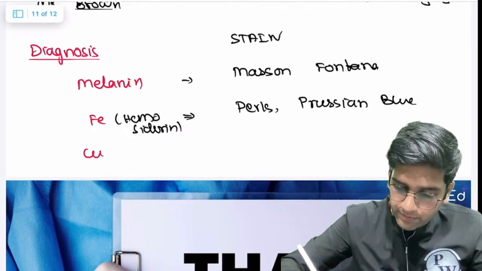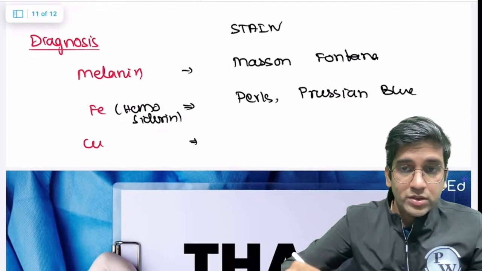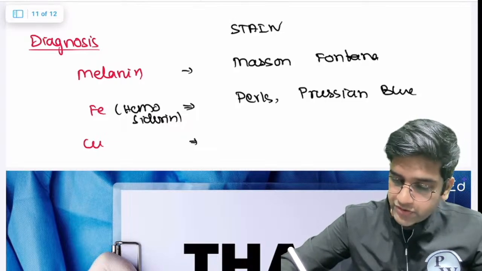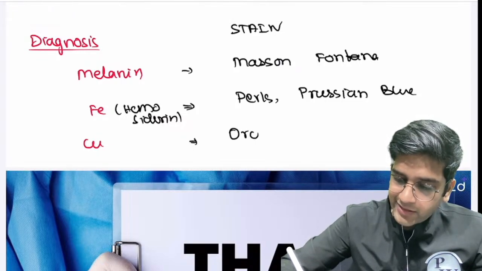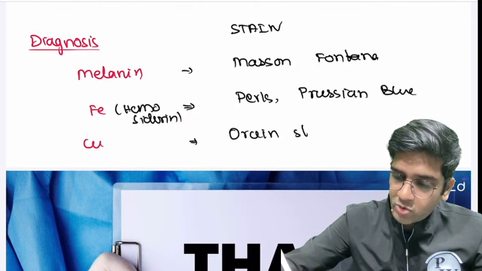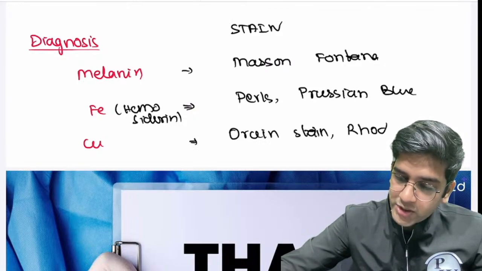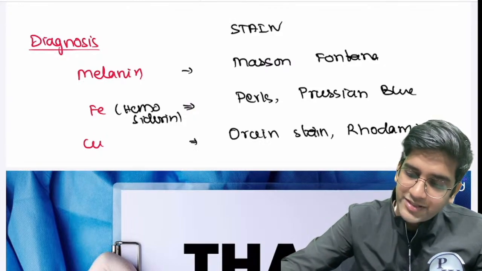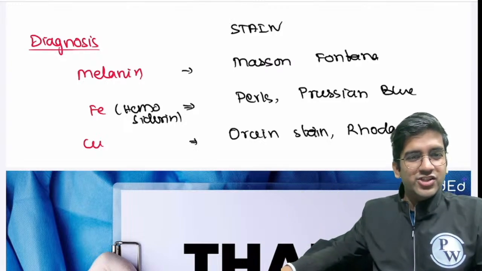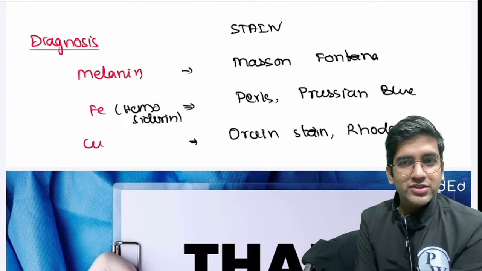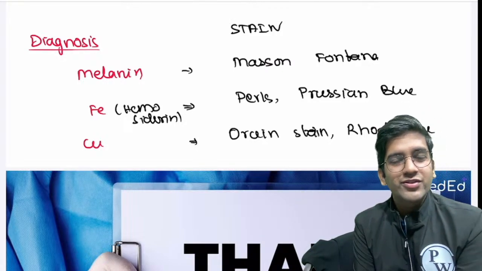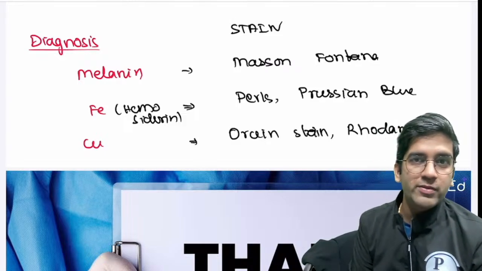Copper, if it's present, will be positive for a stain. There are two stains. I like the stain orcein. Most of them don't like it. I don't know why. Rhodanine is a very common stain used as well. The reason why I like orcein is it's easy to do and the outcome comes very crisply. Any practicing pathologist will love orcein, and most of them theoretically will like rhodanine.